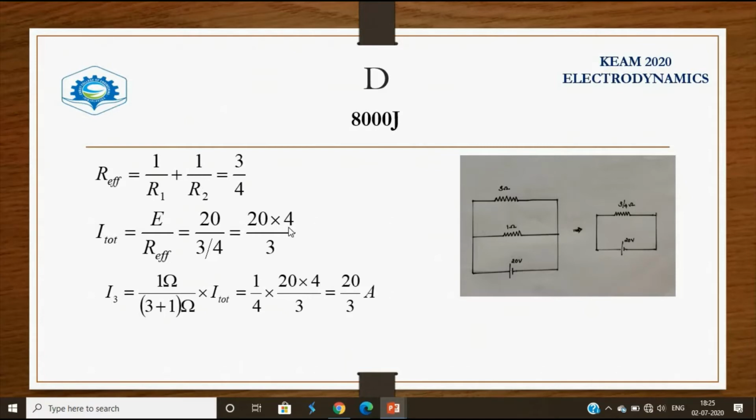The question is to calculate the heat developed. The heat developed is H is equal to I square RT. Substituting the values of I, R and T, we have 8000 joule.